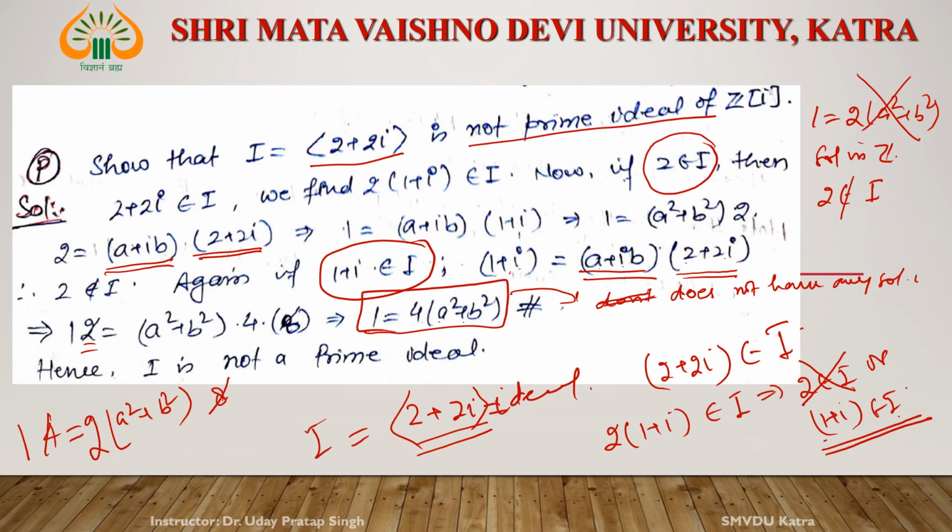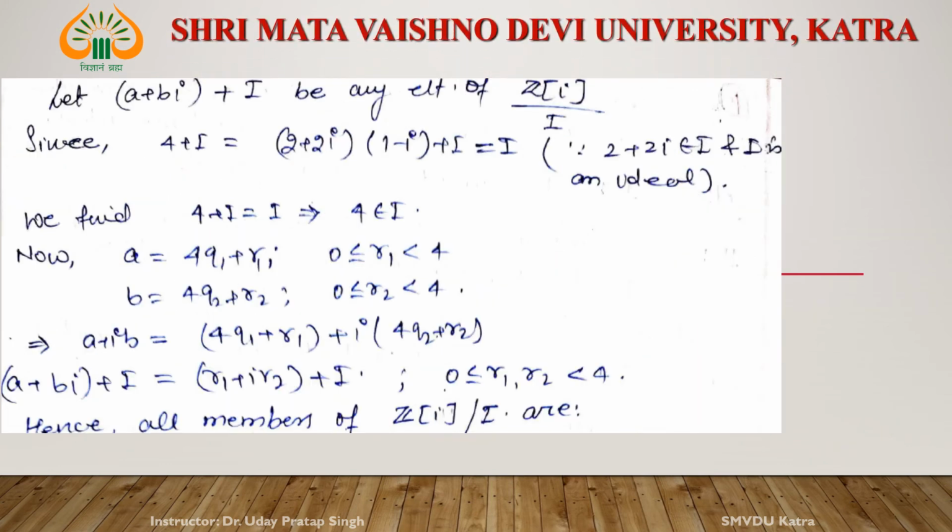In Z[i], this is not possible. So neither this belongs to this, nor 1 plus i belongs to this. So i is not prime. Now, what are the elements of this Z[i] by 2 plus 2i? Sorry, 2 plus 2i. Elements of Z[i] by 2 plus 2i.